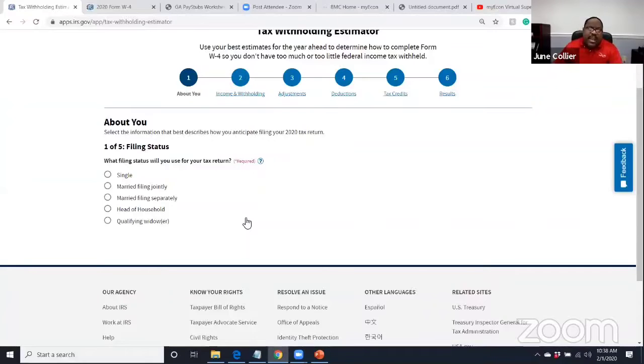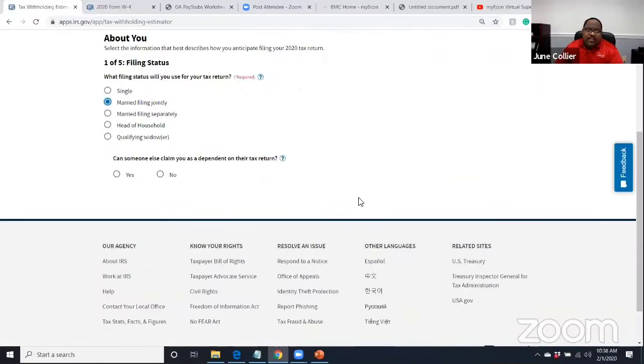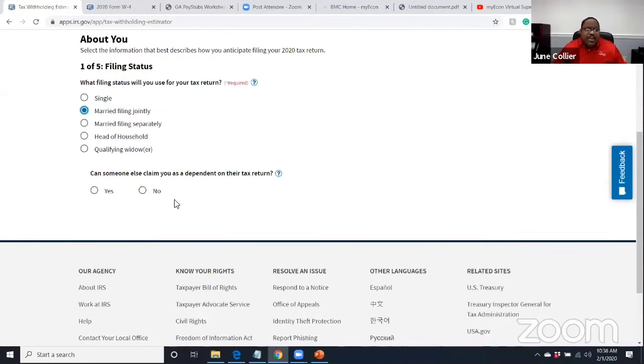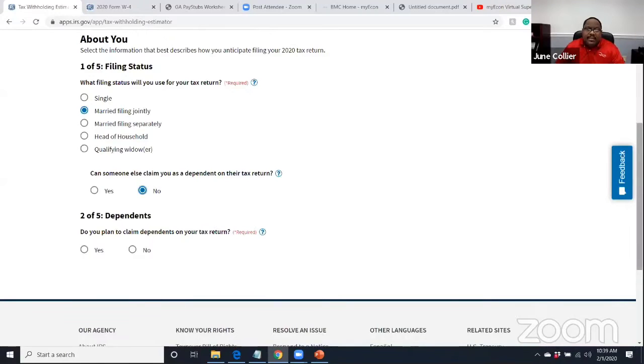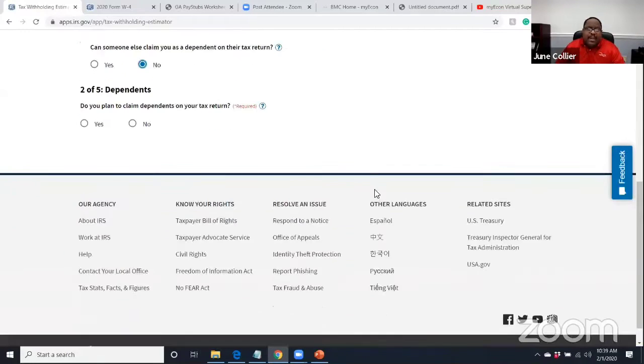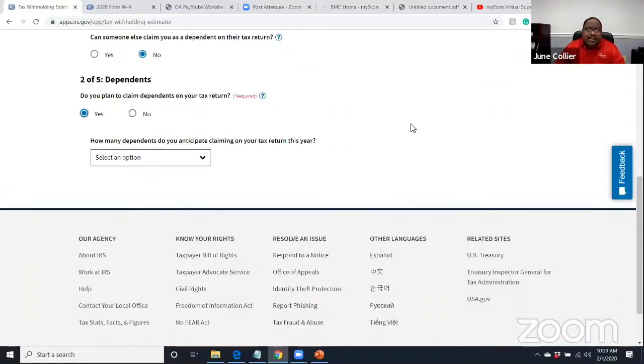So the first question asks us, what filing status will you use for your tax return? They're going to be using married filing jointly. And as we answer questions, new questions will pop up in front of us. The next question is, can someone else claim you as a dependent on your tax return? The answer is no. The next question is, do you plan to claim dependents on your tax return? Well, they have 3 small children, so the answer is yes.